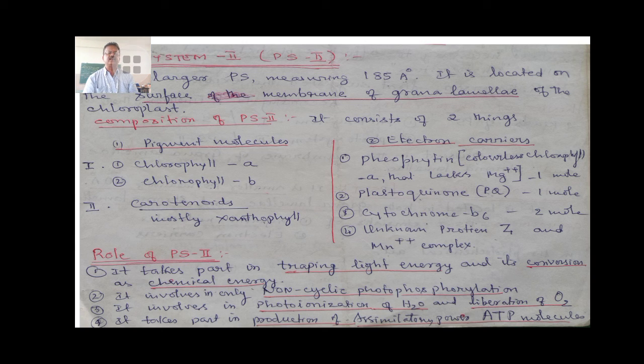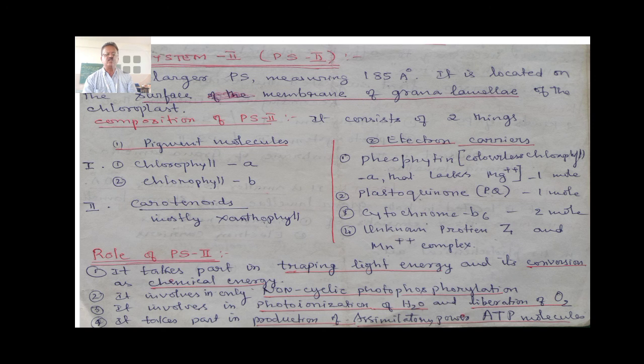So far we studied the chlorophyll pigment, their structure details, and then pigment molecules, and afterwards photosystem 1 and photosystem 2, their role and also differences. Now we have to study the mechanism involved in the photosynthesis process, which is an anabolic process.